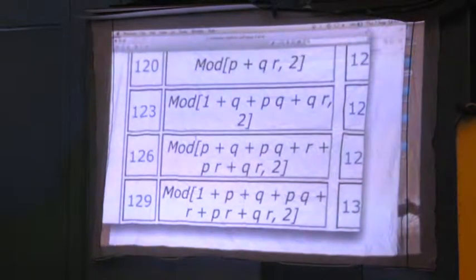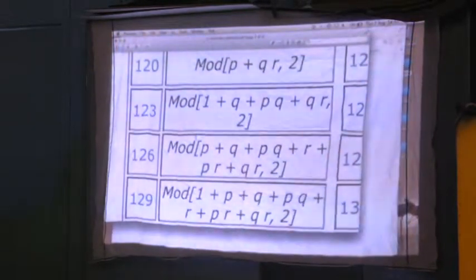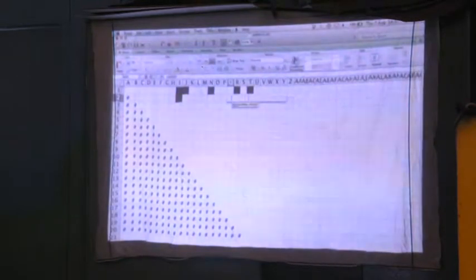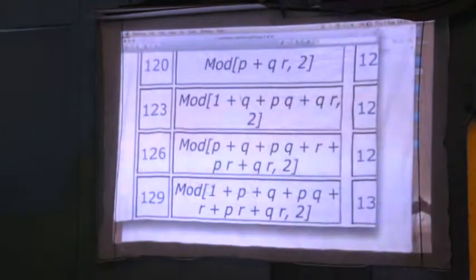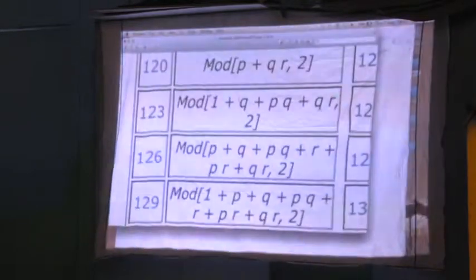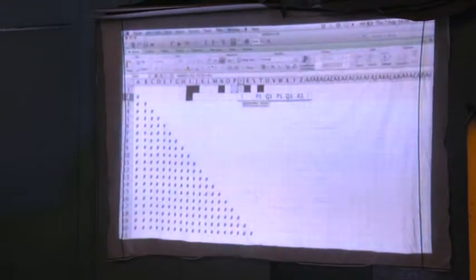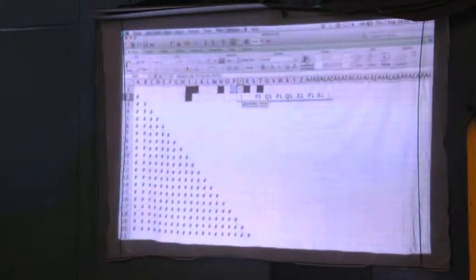P plus Q plus PQ plus R plus PR. Oh my god. Okay, you have to help me out. This is equal to P plus Q plus R. P plus Q plus PQ plus R plus PR plus PR plus QR. Okay, that's my formula. Okay?